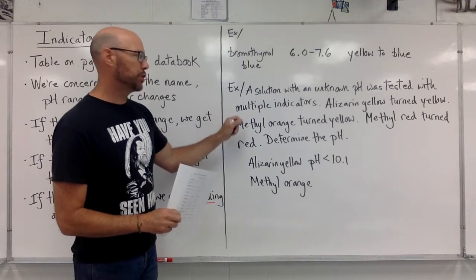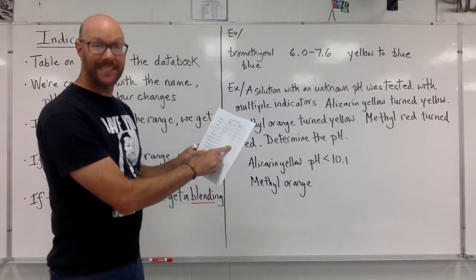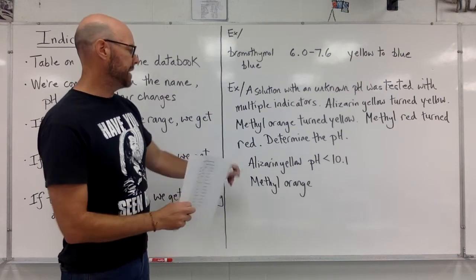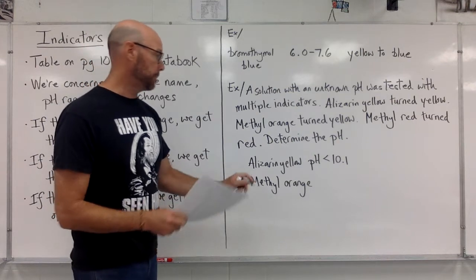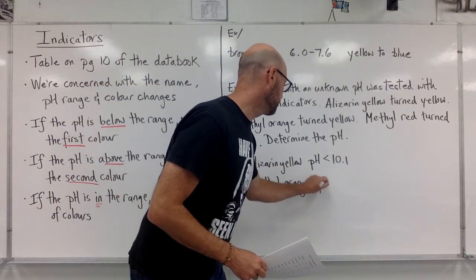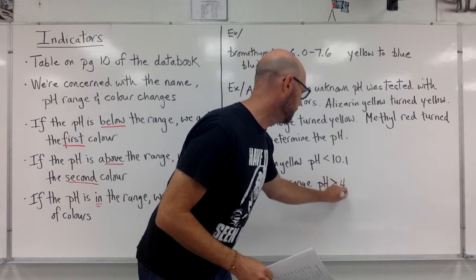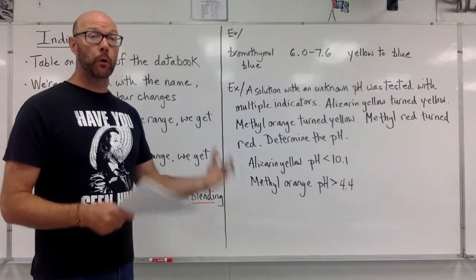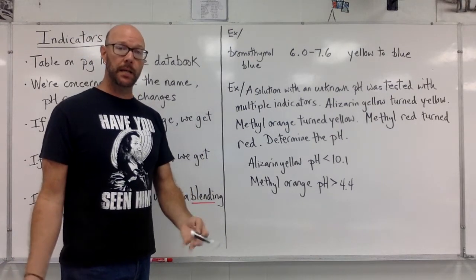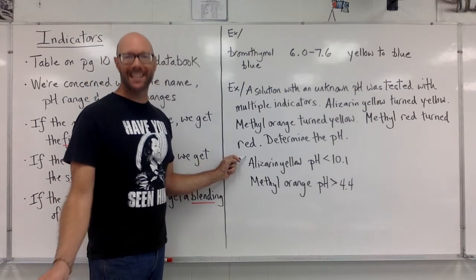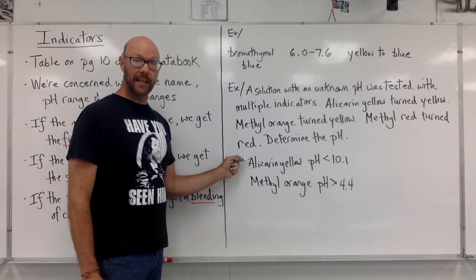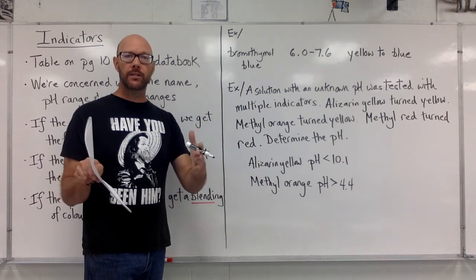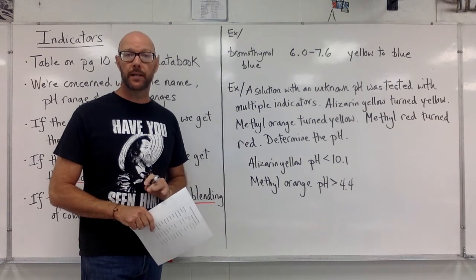If methyl orange turned yellow, that's the second color listed, so we must have something above the range. A test turning yellow here means that the pH is greater than 4.4. Now we're really starting to narrow it down. Before we started at all, we had no idea at all what the pH was. Then after our first test, we knew it was less than 10.1. But now it's less than 10.1 and bigger than 4.4. We're starting to narrow down the possibilities. And we have a third test.